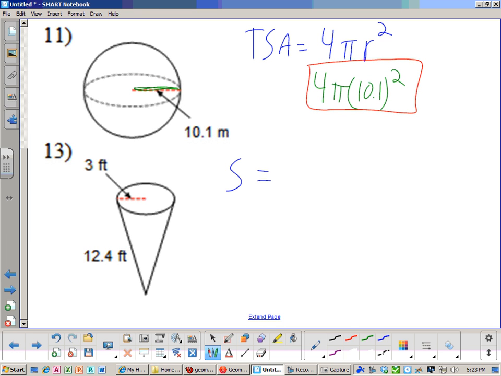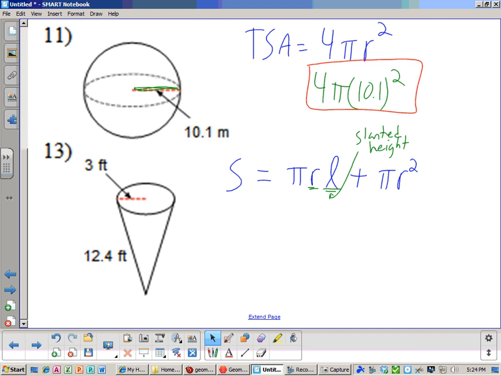Surface area for number 13. We're looking at a cone now. A cone follows a very unique formula. It's pi r l plus pi r squared. Now, I like this L right here. We know what R stands for. R stands for radius. But this L, I like to think of it not as length, but instead I like to call that the L stands for slanted height. You know? Because it's kind of like height, except slanted. And that's what this cone is doing right now.